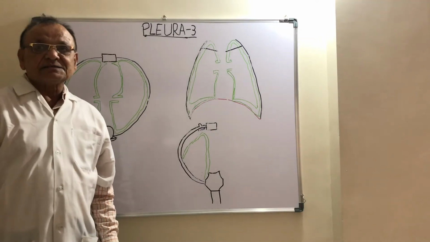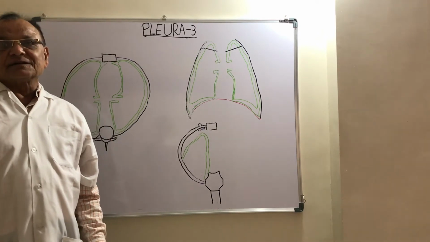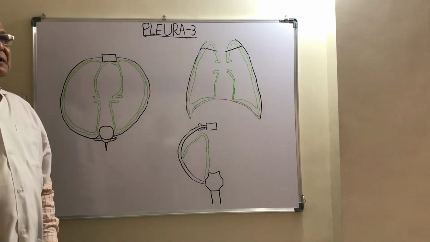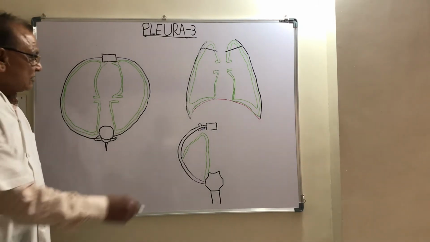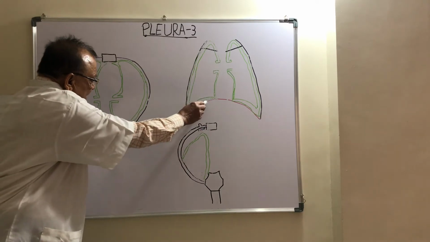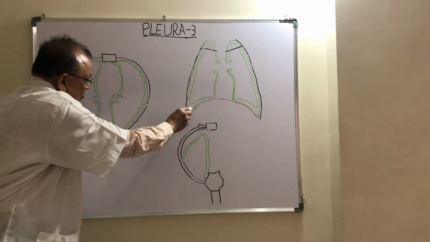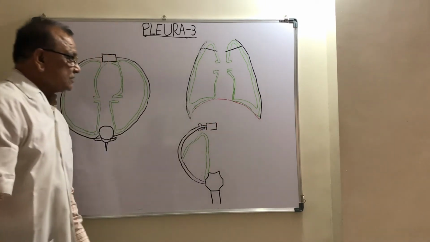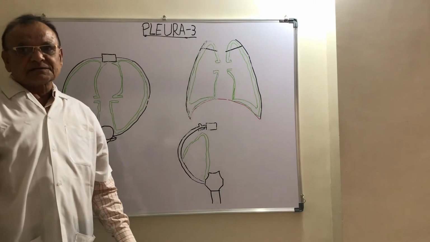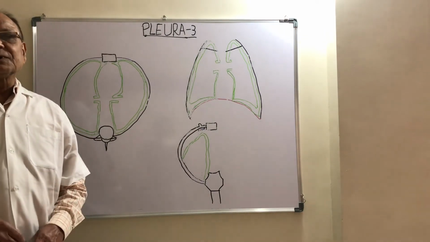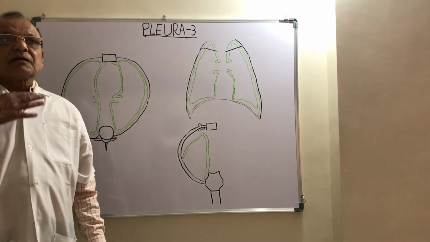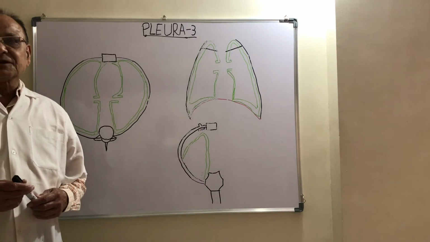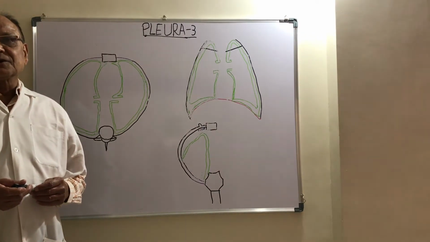Now, the second recess is called the costomediastinal recess. Before we deal with it, see that this is the visceral pleura and this is the parietal pleura, and this is the costodiaphragmatic recess on both sides. Now, the second recess is the costomediastinal recess. The costomediastinal recess is situated behind the sternum and behind the second, third, and fourth costal cartilages.